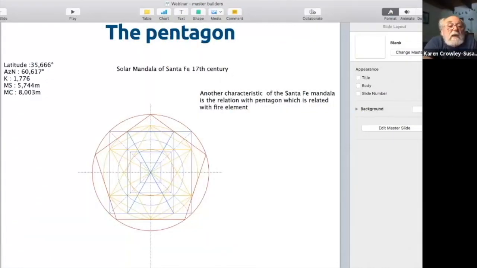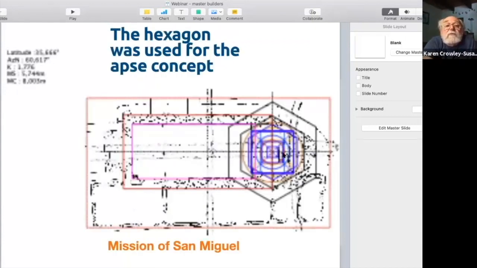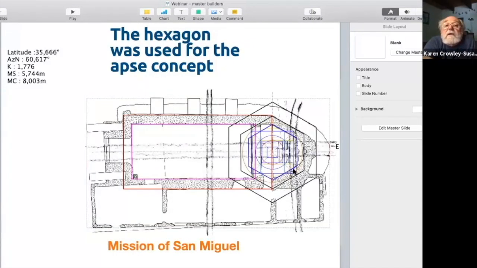So continuing with that, we are going to see how the master builder of the 18th century did the apse of the Mission of Santa Fe. You can see the mandala inside the apse and the hexagons that were part of the building to make, for example, the shape of the apse and also the thickness of the walls.